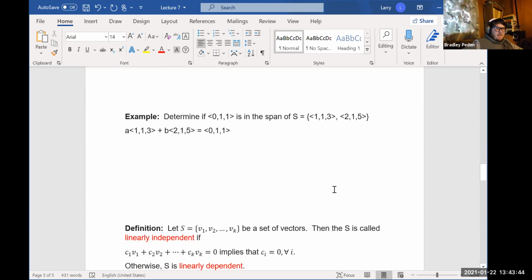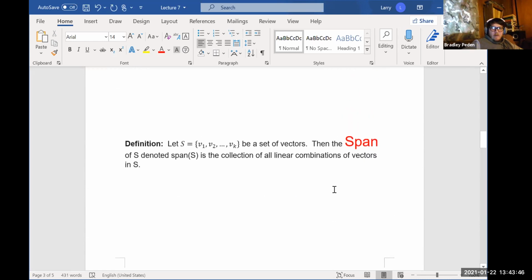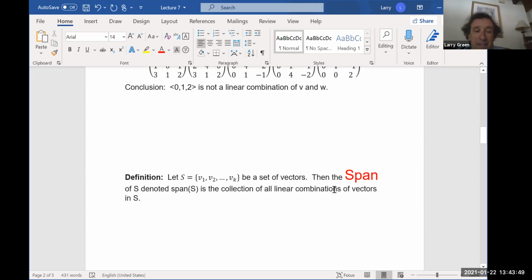Do you mind going back up to the definition of span real quick? Yeah, it's a very important definition. So definitely have that down and eventually have it in your brain. So if S is V1 through VK, a bunch of vectors, then the span of S, denoted by span S, is a collection of all linear combinations of vectors in S. And by the way, if S isn't just the 0 vector, then how many vectors are in the span of S?